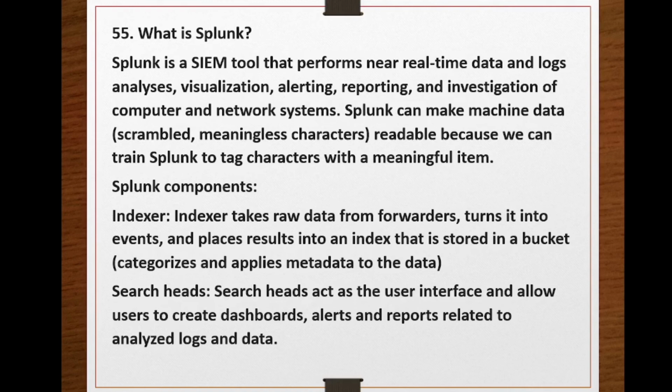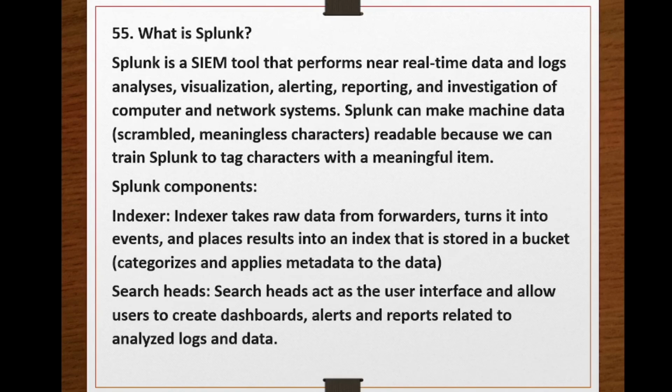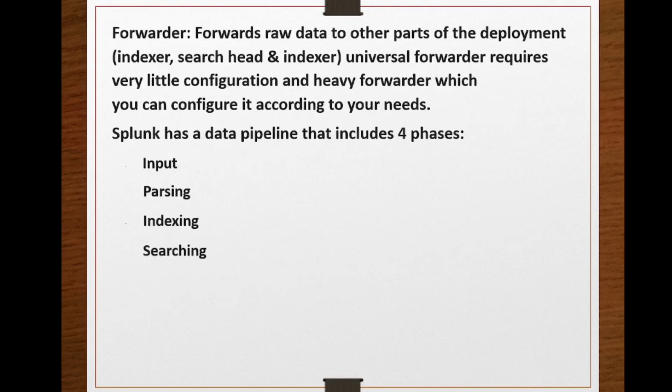Okay, so basically, Splunk components: the indexer takes raw data from forwarders, turns it into events, and places the results into an index that is stored in a bucket. Search heads act as a user interface and allow the user to create dashboards, alerts, and reports to analyze logs and data. A forwarder forwards raw data to other parts of the deployment. A universal forwarder requires very little configuration, and a heavy forwarder you can configure according to your needs.